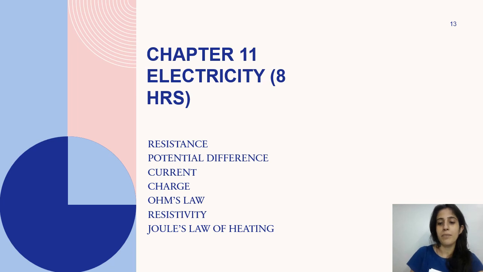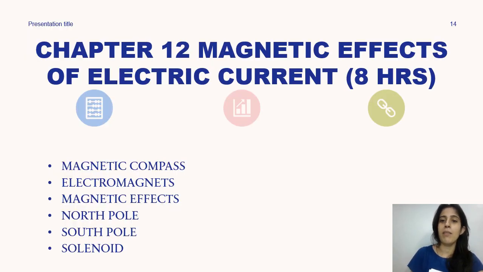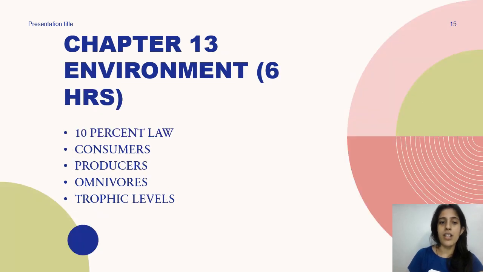law of heating. In chapter 12, magnetic effects of electric current, we will take it in 8 hours: magnetic compass, electromagnet, magnetic effects, North Pole, South Pole, solenoid. And in chapter 13, environment, we will take it in 6 hours: 10% law, consumers, producers, omnivores, trophic levels.